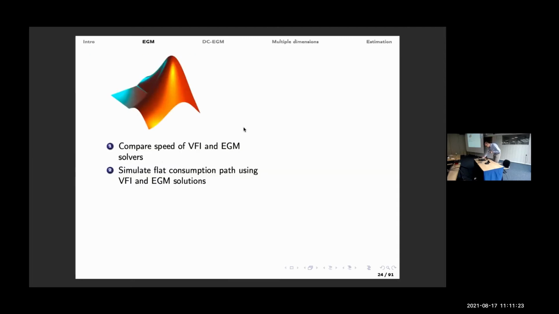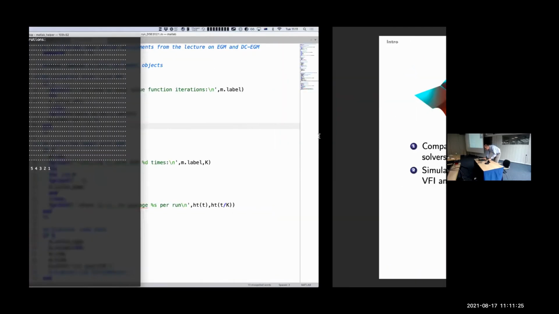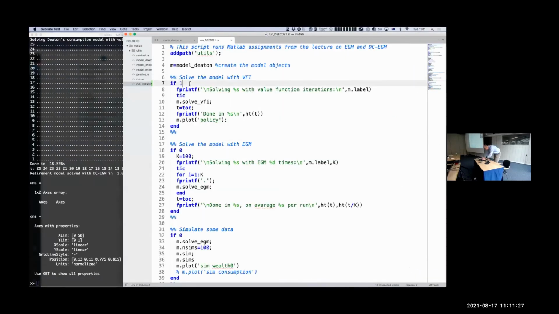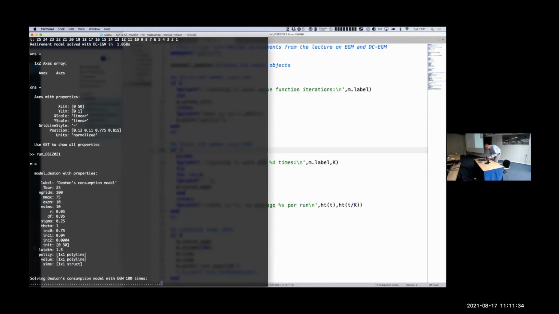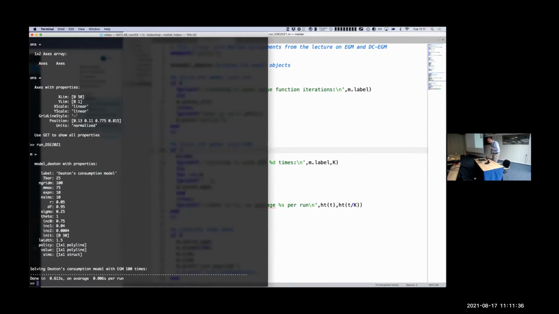All right, let's go back to my comparison here. So now we don't want to run VFI, we want to run EGM. Right, and it's done. And it's not done once, it's done 100 times, with an average running speed of 6 thousandths of a second. And that's the same problem, right?